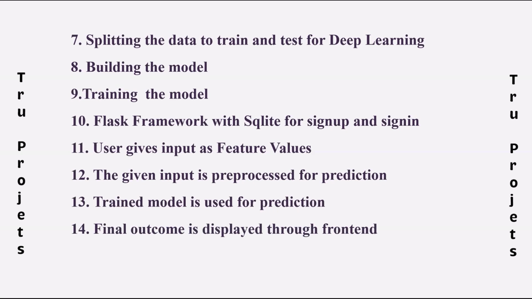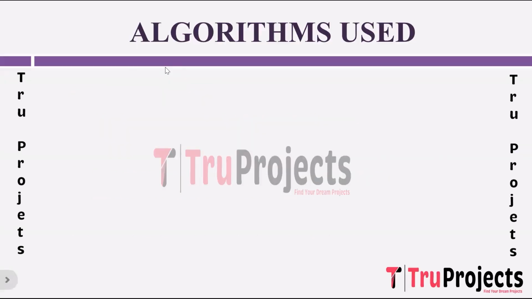Final outcome is displayed through front end. The predicted outcomes or air pollutant concentrations derived from the model are displayed to the user through the application's front end interface. This user-friendly display presents the predicted values or relevant information regarding air quality based on the user's input.